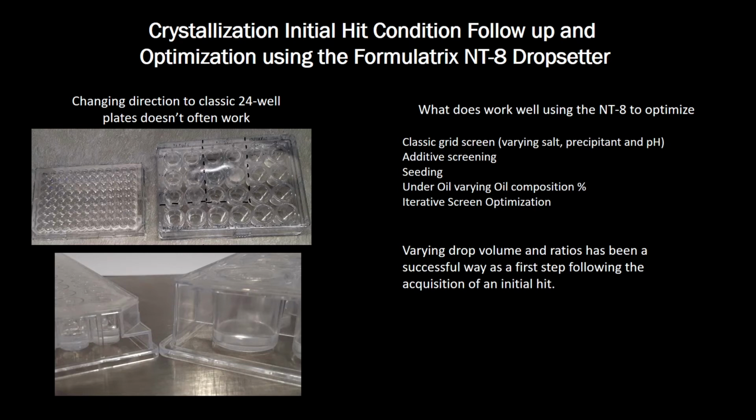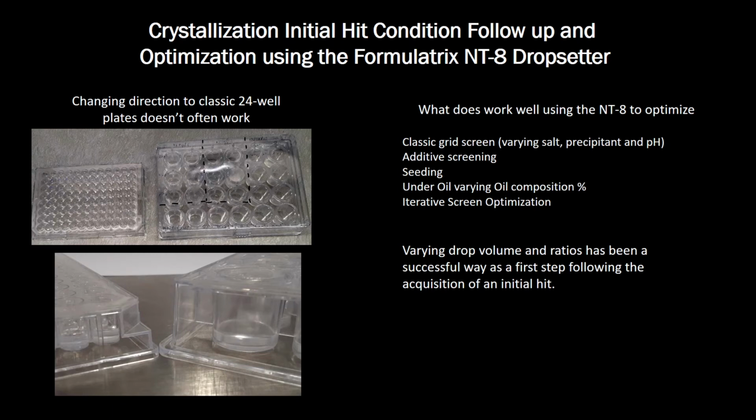And the reason for that is that if we look at the wells themselves, the physics of that vapor diffusion experiment is very different between the 96-well plate and the larger 24-well plates. So you don't often get that reproduction. So what does work to optimize that condition is continuing to use the MT8 and doing either a classic grid screen, an additive screen, seeding, an under oil experiment, or an iterative screen optimization, which I'll talk about more in a minute.